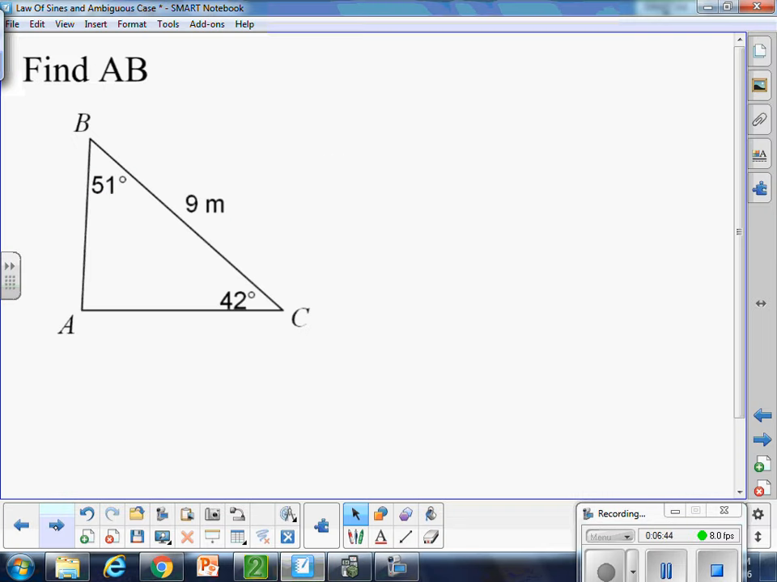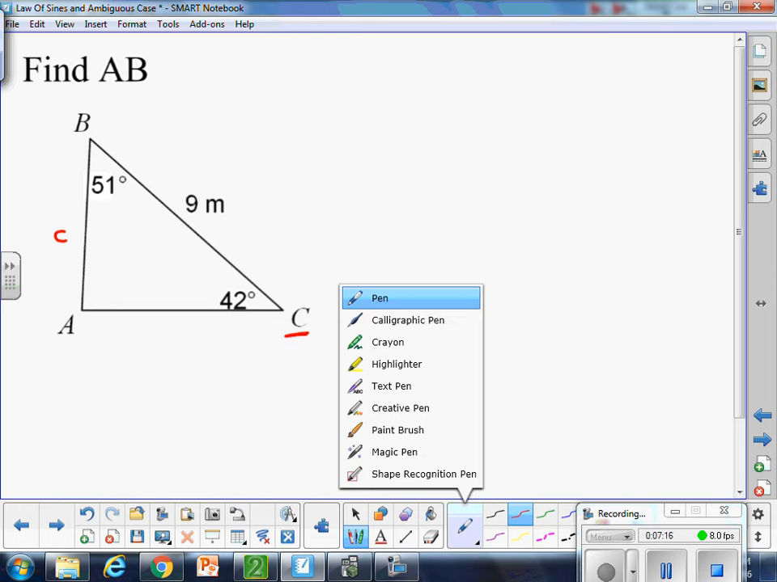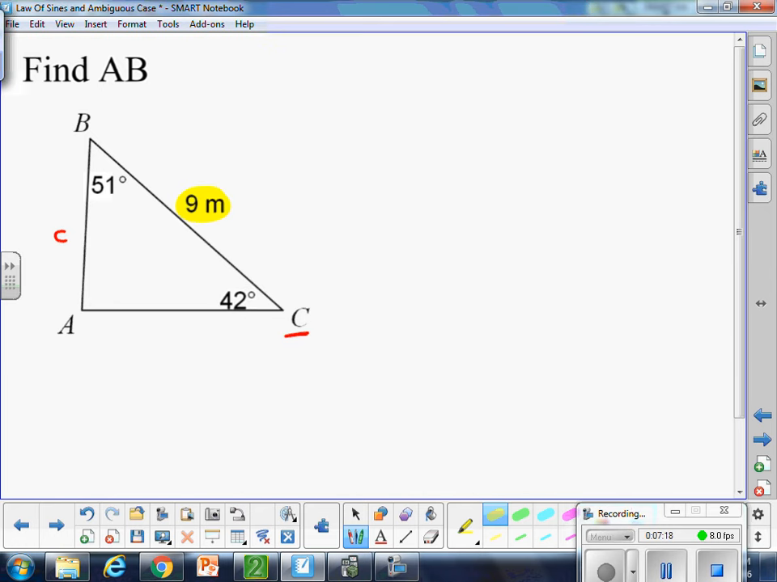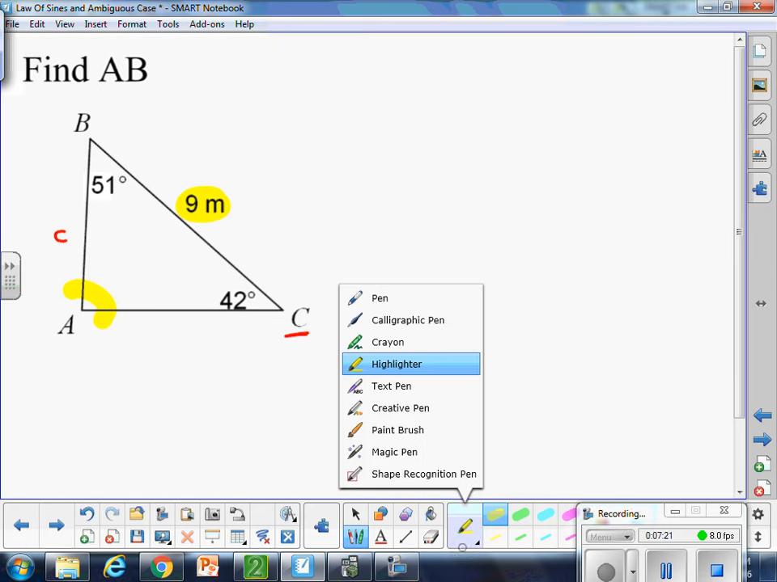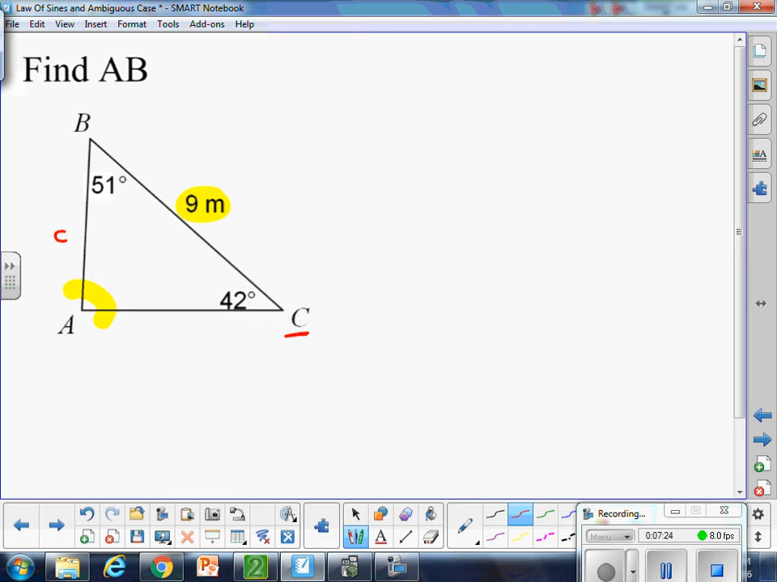Okay, let's look at another one. Again, this one looks like it might be a right triangle. I can tell actually with the angles that we're given, those two add up to 93. So angle A would not be 90, even though it looks close to it. But in this case, we want to find side AB, which is over here on the left. I'm going to label that lowercase c since it's opposite capital C, and we should be able to just set up our ratios very similarly. In this case, though, the side they gave us is across from that angle. So we need to know that angle to set up the ratio.